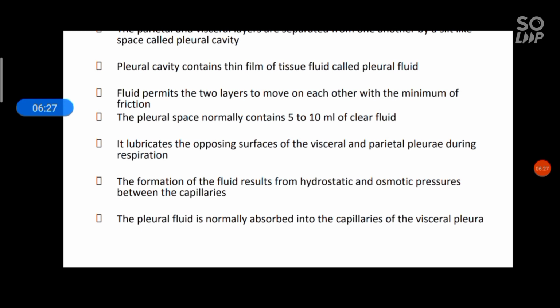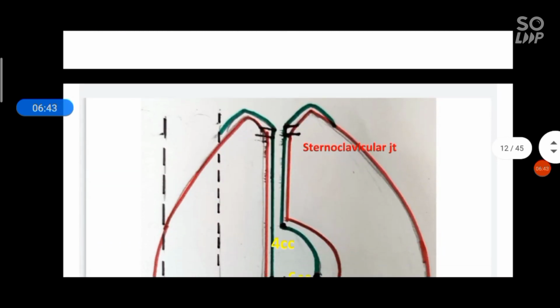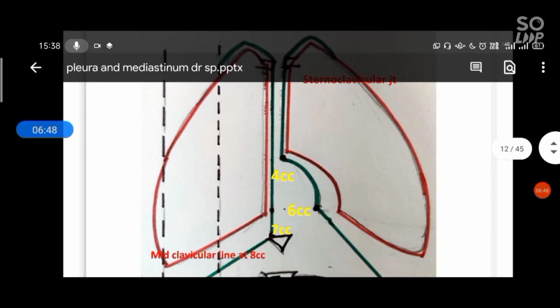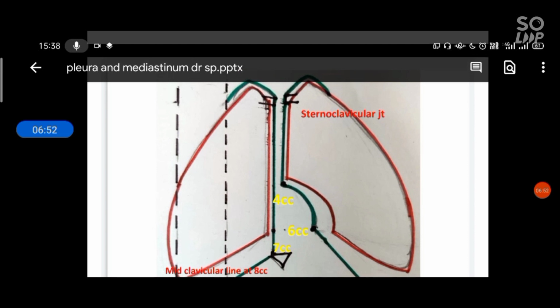It lubricates the opposing surfaces of the visceral and parietal pleura during respiration, and formation of the fluid results from hydrostatic and osmotic pressure in the capillaries. The pleural fluid is normally absorbed in the capillaries of the visceral pleura. And here you can see the surface marking of the pleura.